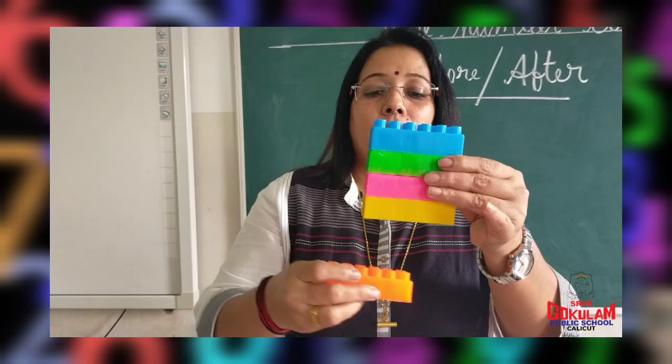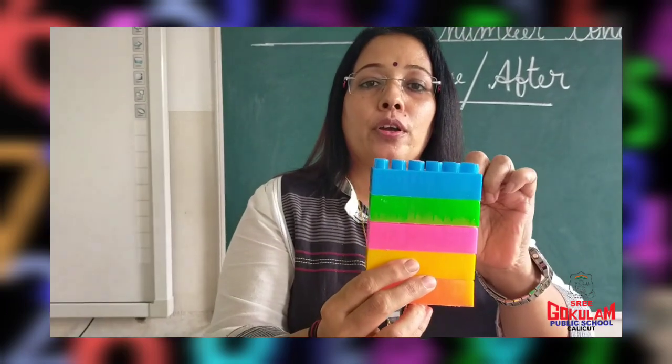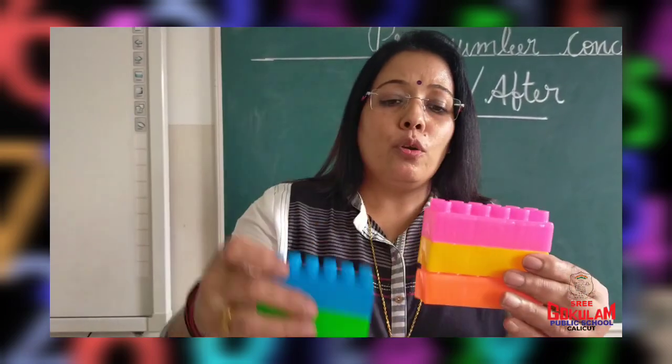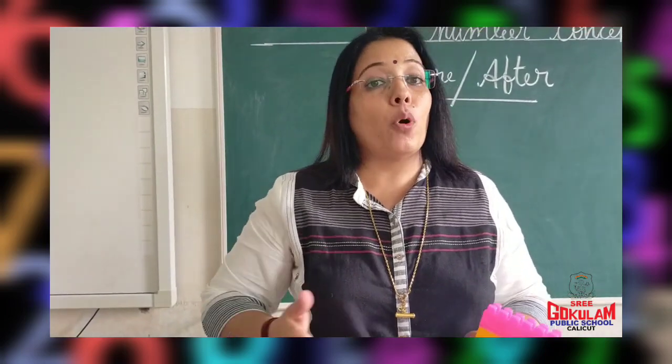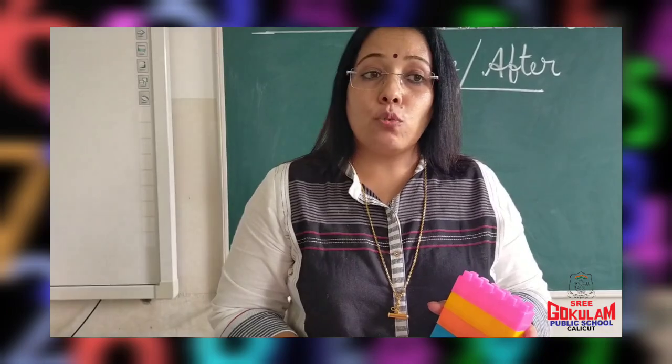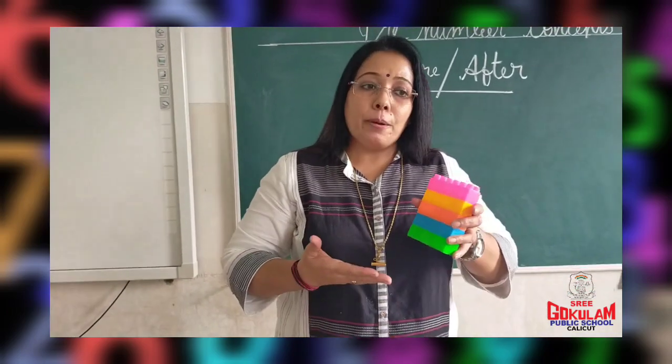Now, see, which color is at the top? Can you see this? Yes, blue is at the top. Now, please tell me, which color is at the top? Yes, it is pink. The next concept we are going to study is bottom. Bottom means, what is bottom? The lowest part of an object or place.